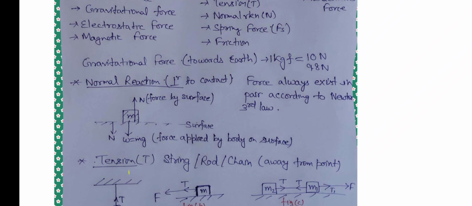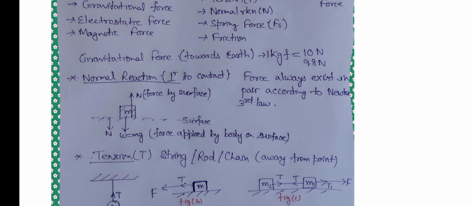Here the more important thing is we have to know the surface, meaning in which reference we are talking. There is contact between the mass and the surface, so the force will be observed according to the contact. The normal is the force by the surface on the body, and the weight, that is mg, is the force applied on the surface by the body. Means the body is applying force mg on the surface and the surface is applying normal force on mass m.